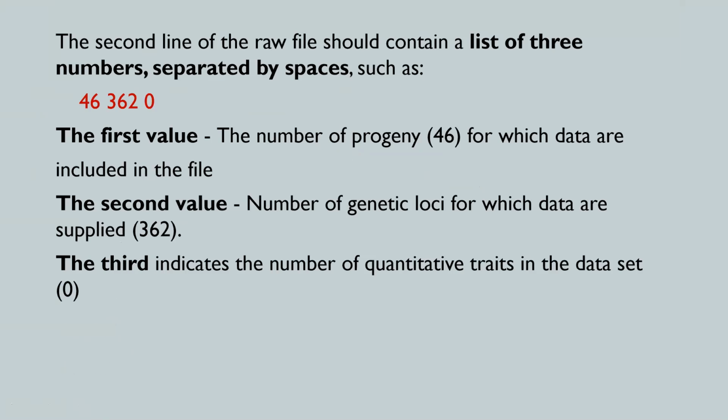And the second line contains three numbers. The first value here, 46, defines the number of progeny or your population size. The second one includes the genetic loci or number of markers. And the 3rd indicates the number of quantitative traits in the data set. Since we are using it only for linkage mapping, that's a 0. Or else you could include multiple columns with the phenotypic data too and include that value. I mean, only a single value at a time.